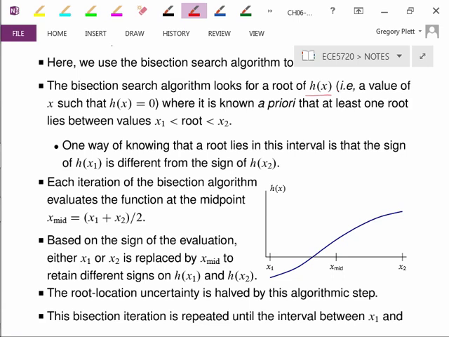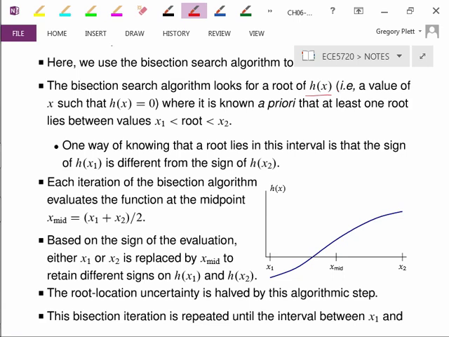One way of knowing that there's a root in that interval is that the sign of h1 is different from the sign of h2. And that's key for how this algorithm ends up getting implemented. Now, if the signs are different, it's possible that there are two roots in between in general, and the bisection method is guaranteed to find only one of those. In our case, just by the nature of the problem, there will only be one root, and so we'll be okay.